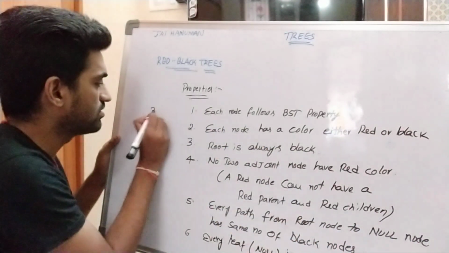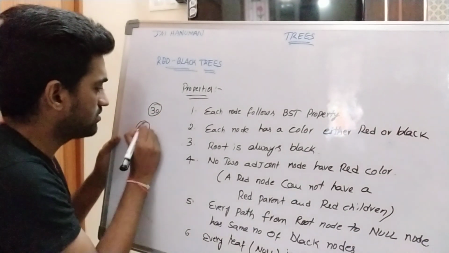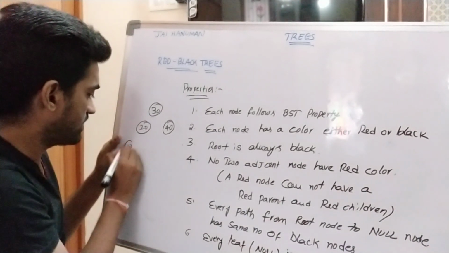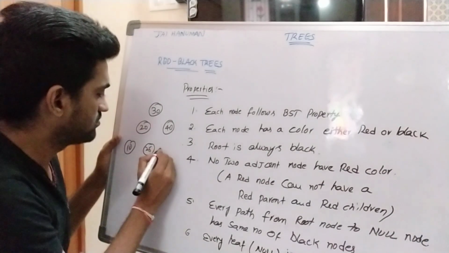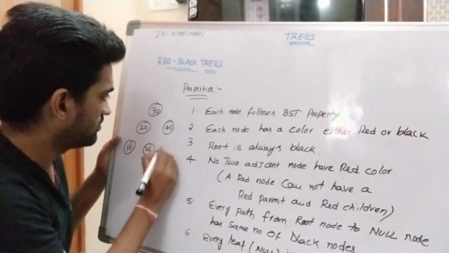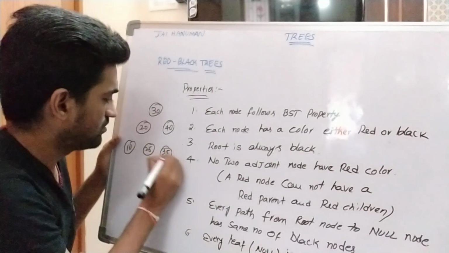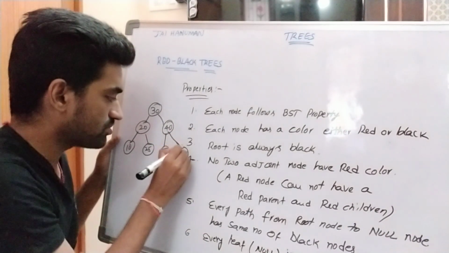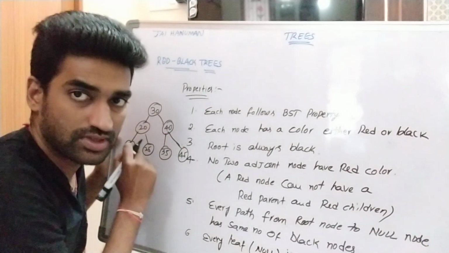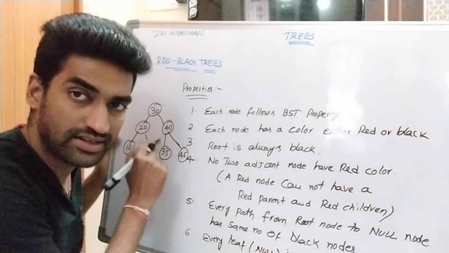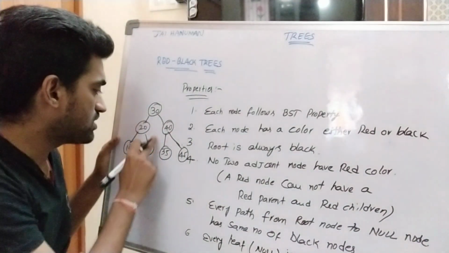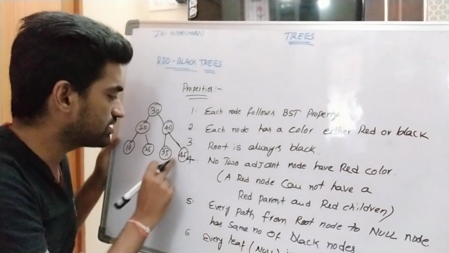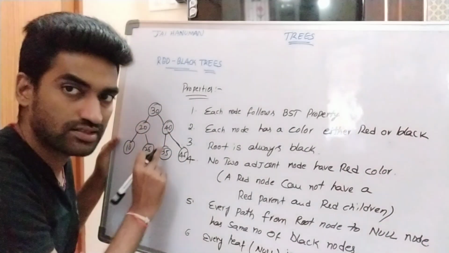For suppose I am considering 30, 20, 40, 10, 25, 35, 45. So every red black tree is a binary search tree. Remember that one. So a red black tree follows all the binary search tree properties. So that's why all the elements with lesser values are present in the left subtree, as well as all the elements greater when compared to the root are present in the right subtree only.